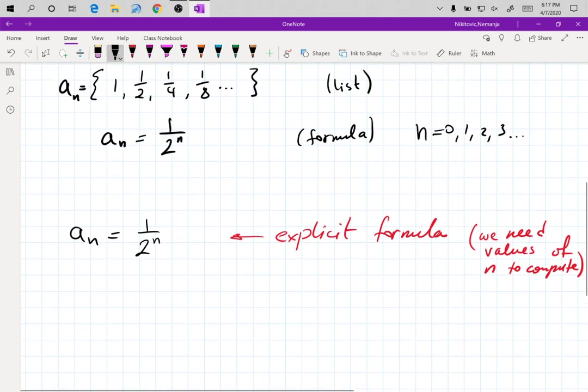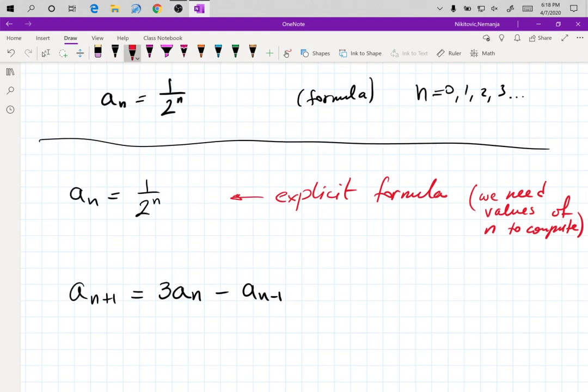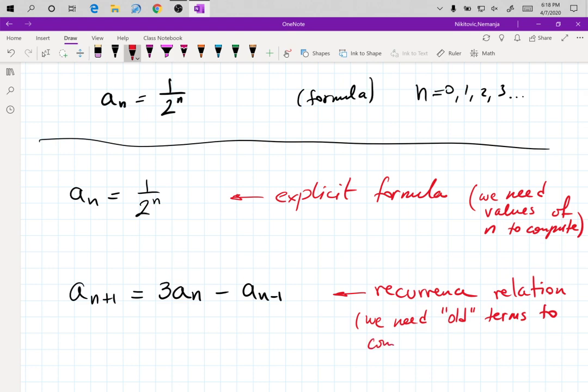But now there is another type which is called a recurrence relation, which can look like this. There we go. So something like this would be called a recurrence relation. And I will just say we need, in quotation marks, old terms to compute new terms.